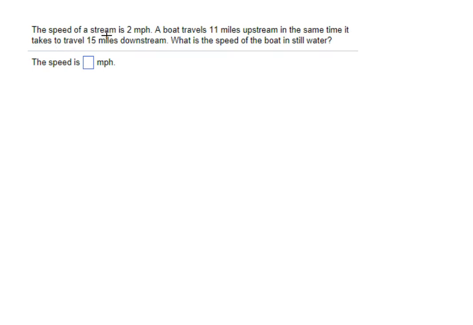The speed of a stream is 2 miles per hour. A boat travels 11 miles upstream in the same time it takes to travel 15 miles downstream. What is the speed of the boat in still water? All right, so this is a distance, rate, time problem. We see all those elements being mentioned here. We have a speed, we have a distance, we talk about the same time here.